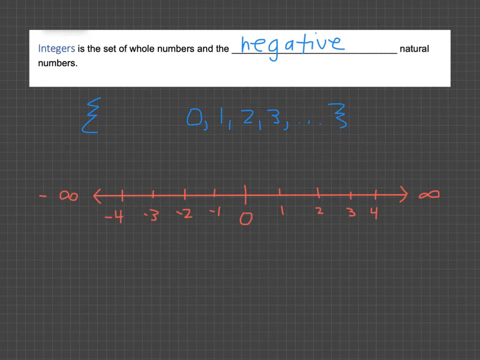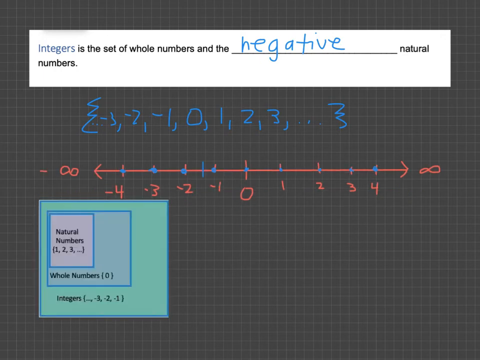But we also want to go the other direction. -1, -2, -3, and I didn't give myself very much room, but it continues in the negative direction without end, to negative infinity. On the number line, we're going to include those whole numbers, and then also include the negatives of those counting numbers. Okay, and it extends in the positive direction to infinity and the negative direction to infinity.